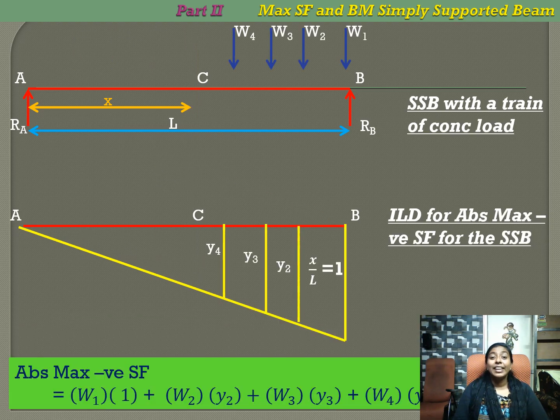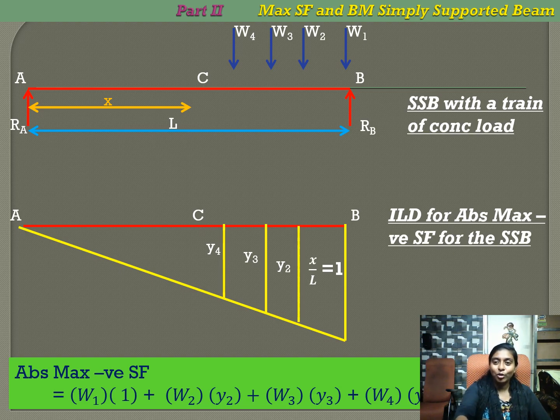Okay, next is the absolute maximum negative shear force. We know the maximum ordinate will be at B, where X by L is equal to 1. For the absolute maximum negative shear force, the head of the load W1 should be at B. Now, you multiply the intensity of load by the ordinate in the shear force diagram.